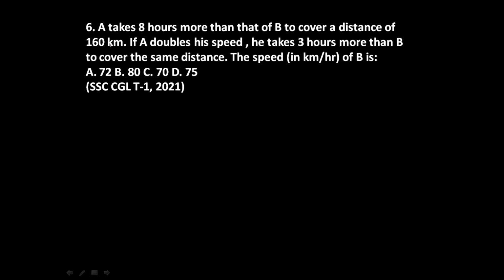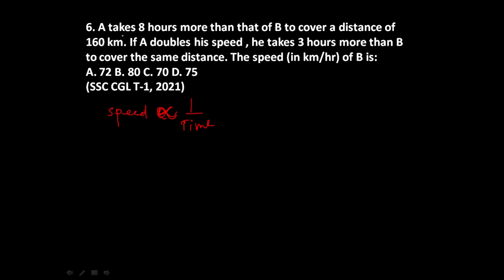Number 6 says A takes 8 hours more than that of B to cover a distance of 160 km. If A doubles his speed, he takes 3 hours more than B to cover the same distance. The speed in km per hour of B is? So to solve it, again there is a concept which we have learned earlier, that speed is inversely proportional to time.